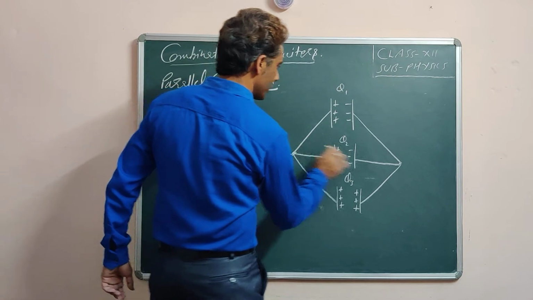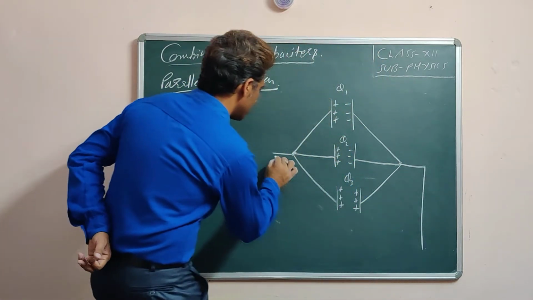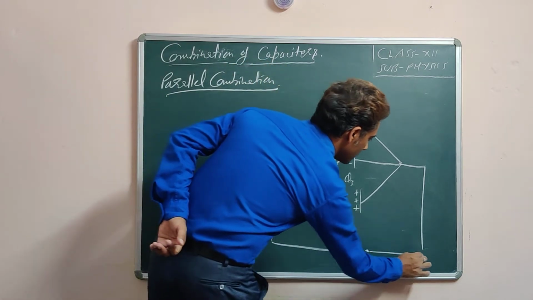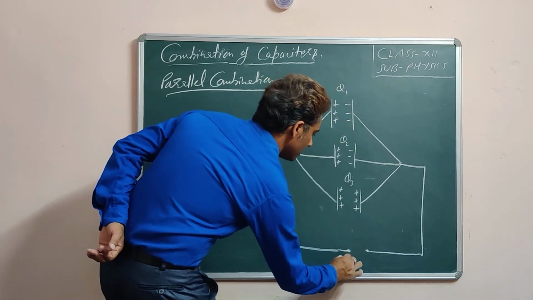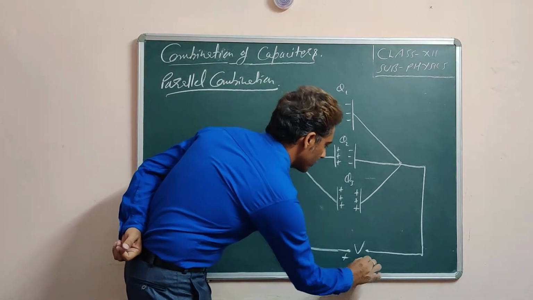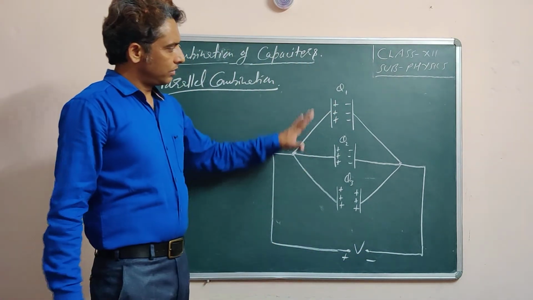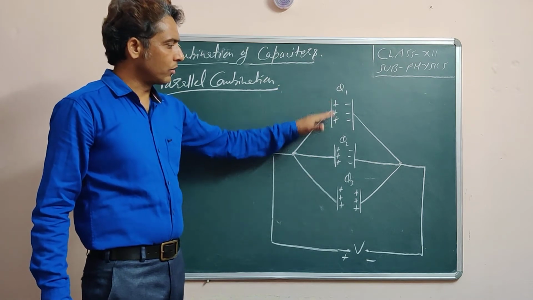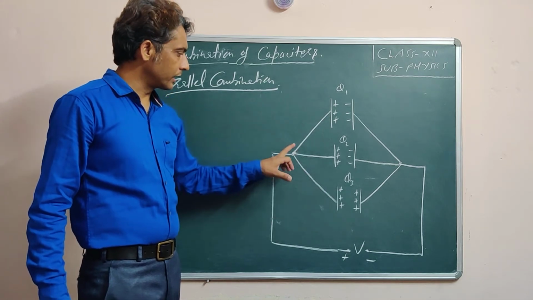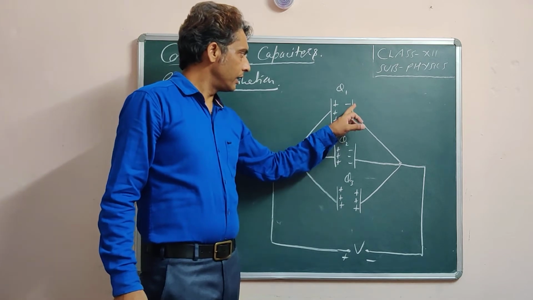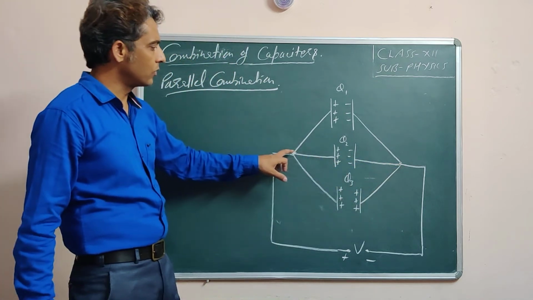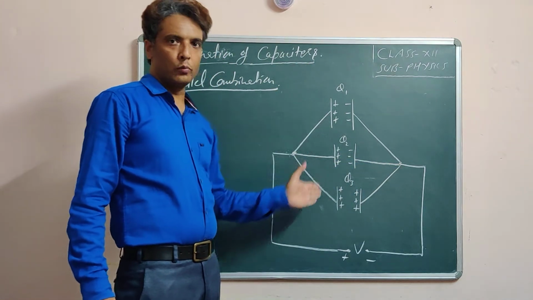and let the whole combination is connected across source of potential difference. Again I am taking V with the potential difference of this source, so that this is a positive and this is the negative end. So this arrangement is known as parallel combination of the capacitors. You can see here all the positive plates are connected at one point, and the negatively charged plates are connected at the another point, but this point is common and this point is also common. So this arrangement is parallel combination.